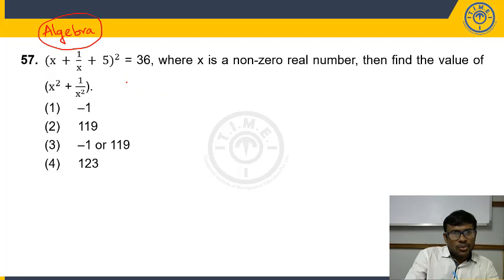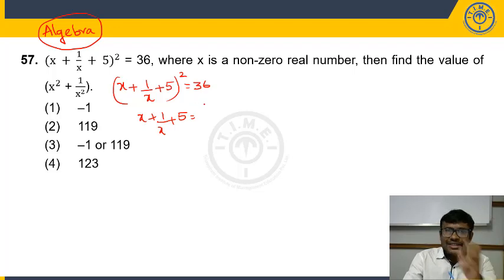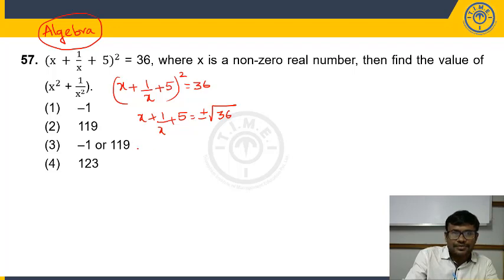Okay. So what is given here? (x + 1/x + 5)² is given as 36. So I can write x + 1/x + 5. When the square goes to the other side, it becomes plus or minus the square root of 36. So x + 1/x + 5 is equal to plus or minus the square root of 36, which means plus 6 or minus 6. That is, x + 1/x + 5 is equal to 6 or minus 6.